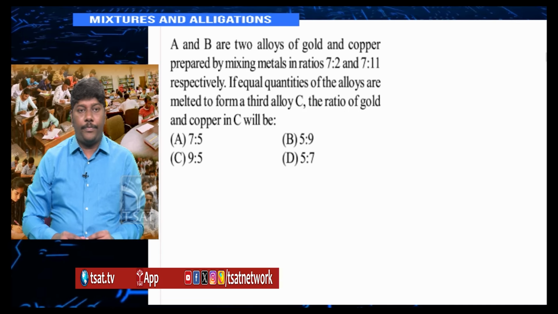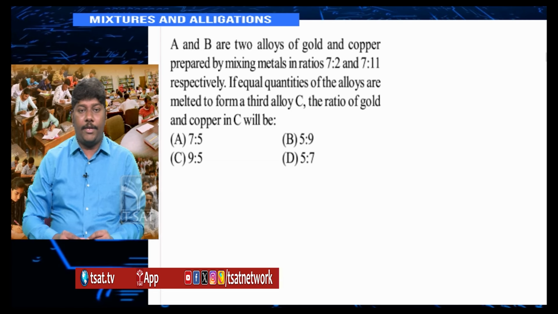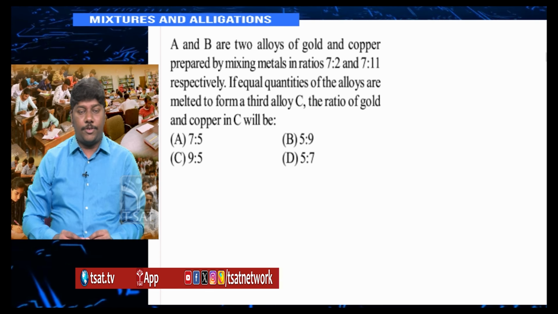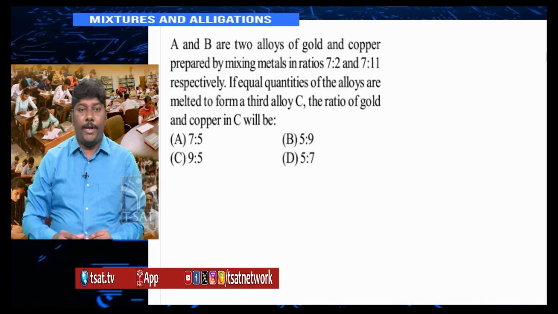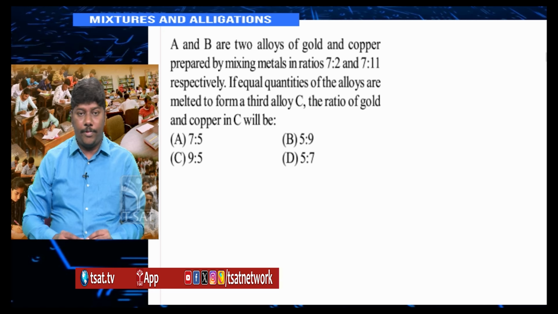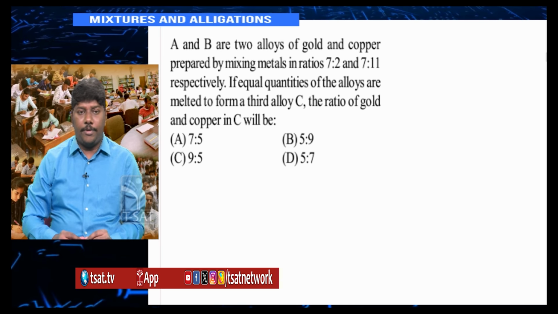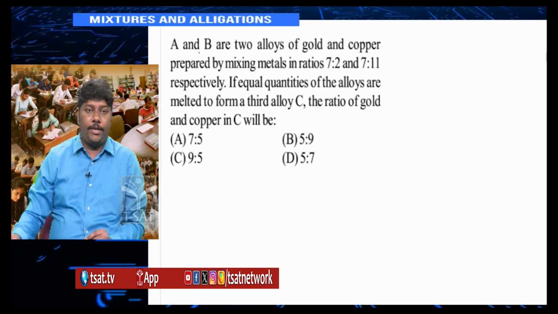Look at this question. A and B are two alloys of gold and copper prepared by mixing the metals in the ratio 7:2 and 7:11 respectively. If equal quantities of the alloys are melted to form a third alloy C, the ratio of gold and copper in C will be. This question can be solved in various ways. First I am doing it by using mixtures and alligations only.